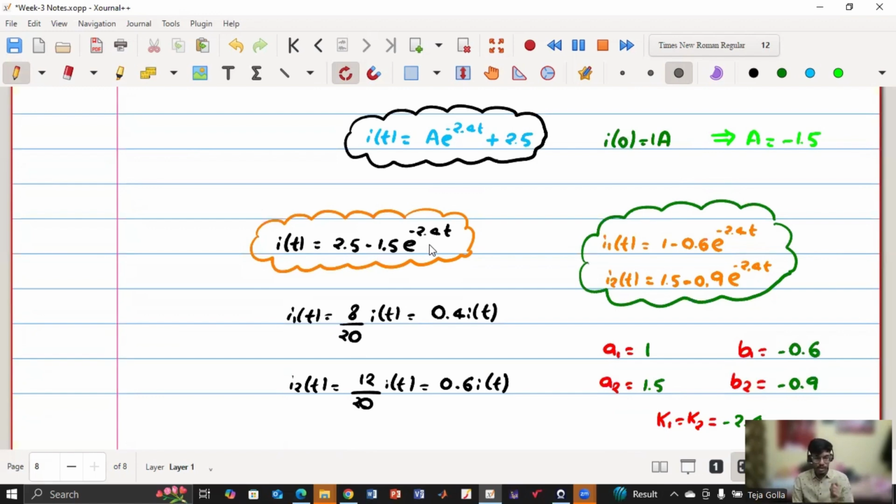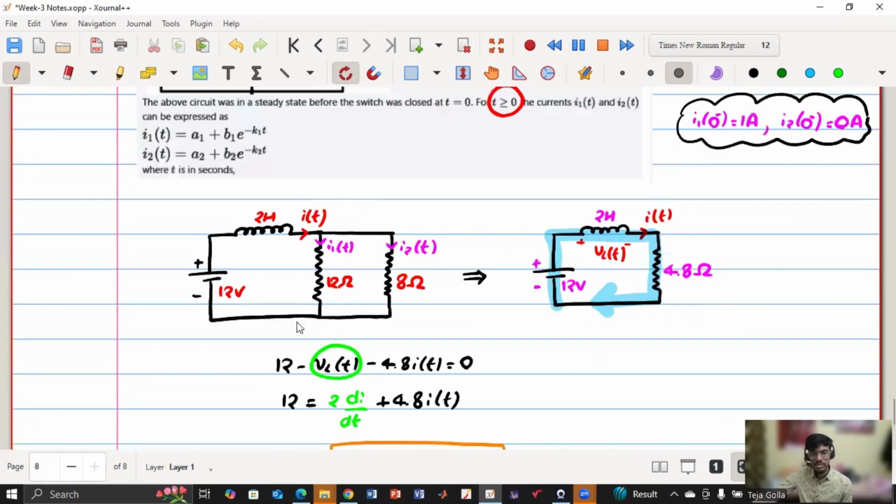Like here I got I of t, from there I got I1 of t, I2 of t. But I was not trying to solve I1 of t or I2 of t. Maybe it is easier to solve I1 of t, but if you see, I have combined these two. So there is no I1 of t, I2 of t in this circuit. So that's why I have solved for I of t.